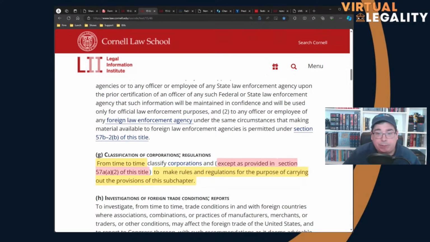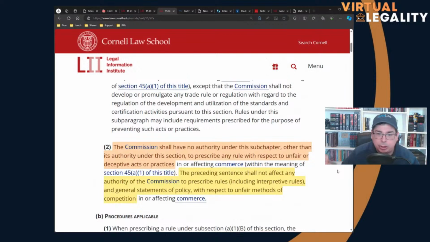And to make things even more confusing for this particular statutory interpretation question, we have to look at this exception in 57a(a)(2), which says the following: the commission shall have no authority other than its authority under this section to prescribe any rule with respect to unfair or deceptive acts or practices. The preceding sentence shall not affect any authority of the commission to prescribe rules and general statements of policy with respect to unfair methods of competition.